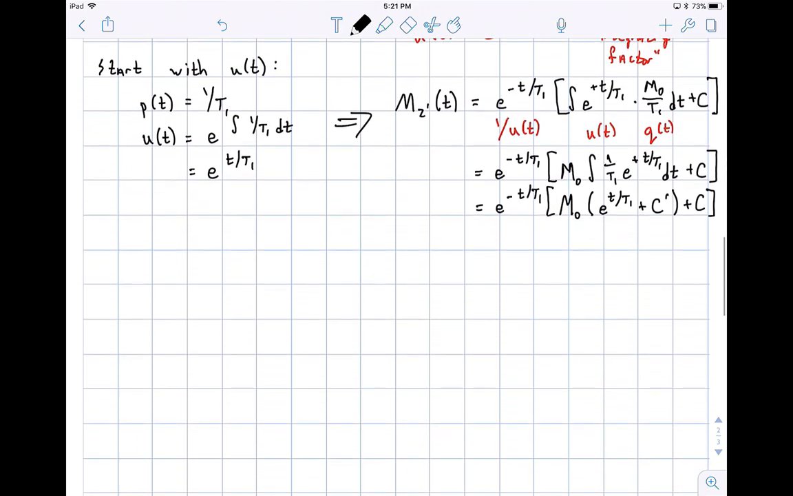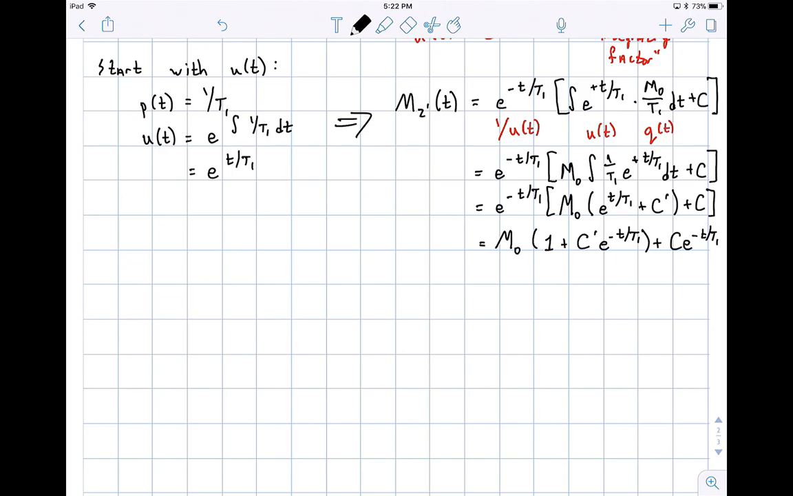Scroll up a little bit. We can sort of just carry through with some multiplication and combining of terms, and what we'll end up with is an m naught times 1 plus some constant times e to the minus t over t1 plus some other constant c times e to the minus t.